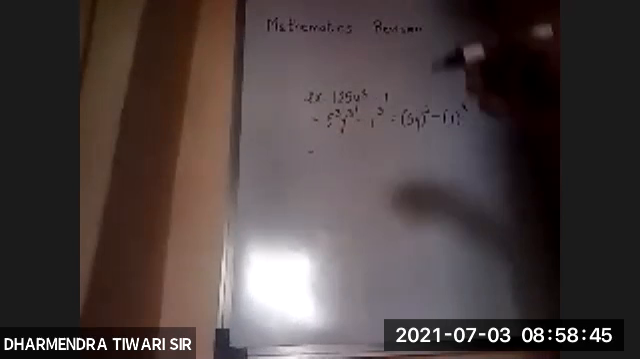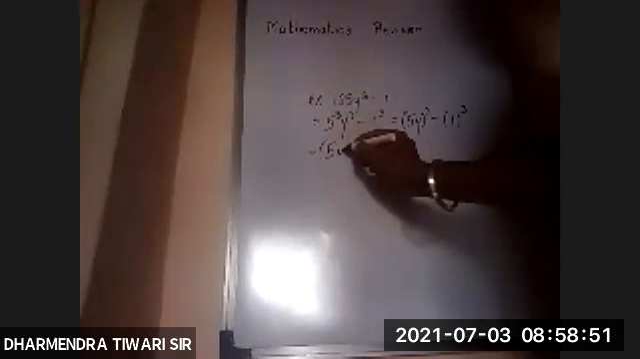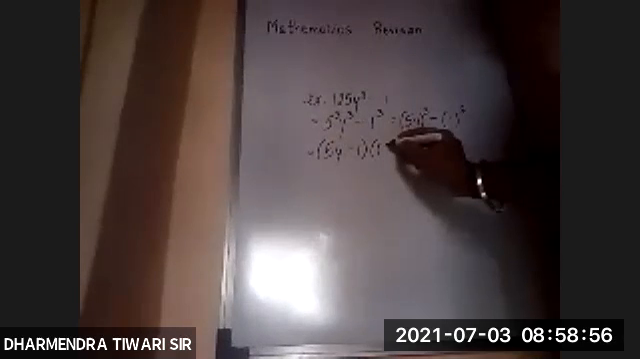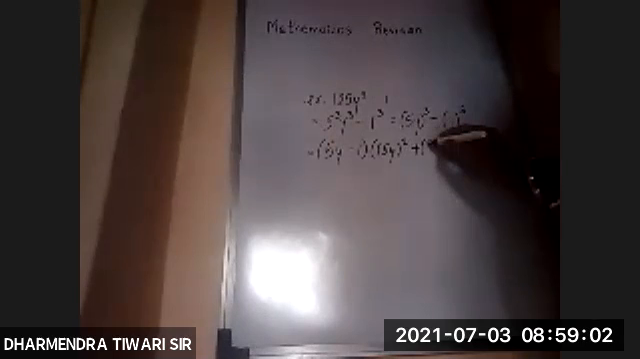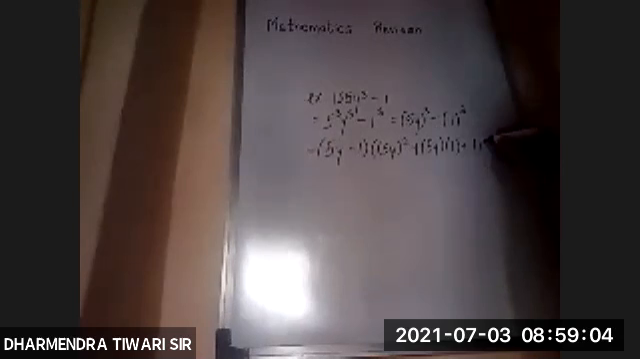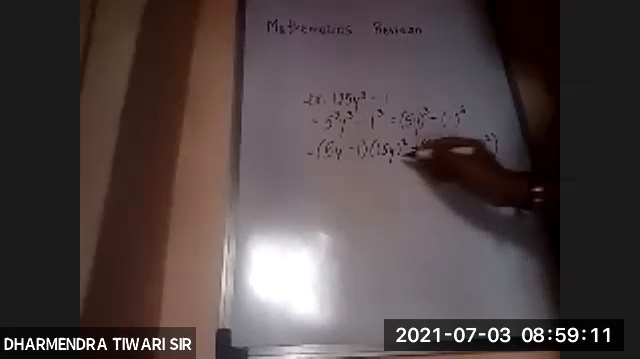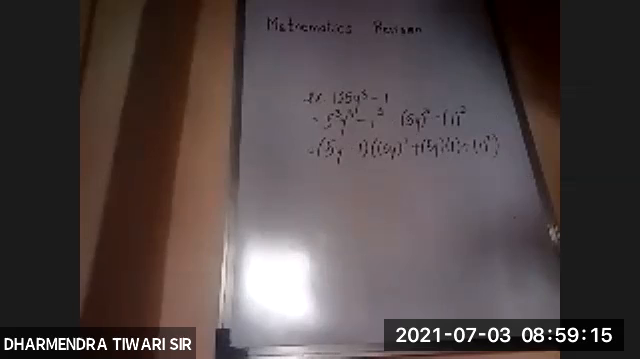y the whole cube minus 1 cube can be written as y minus 1 into y square plus y into 1 plus 1 square. This is the formula: a minus b in bracket a square plus ab plus b square. Hope you have understood this.